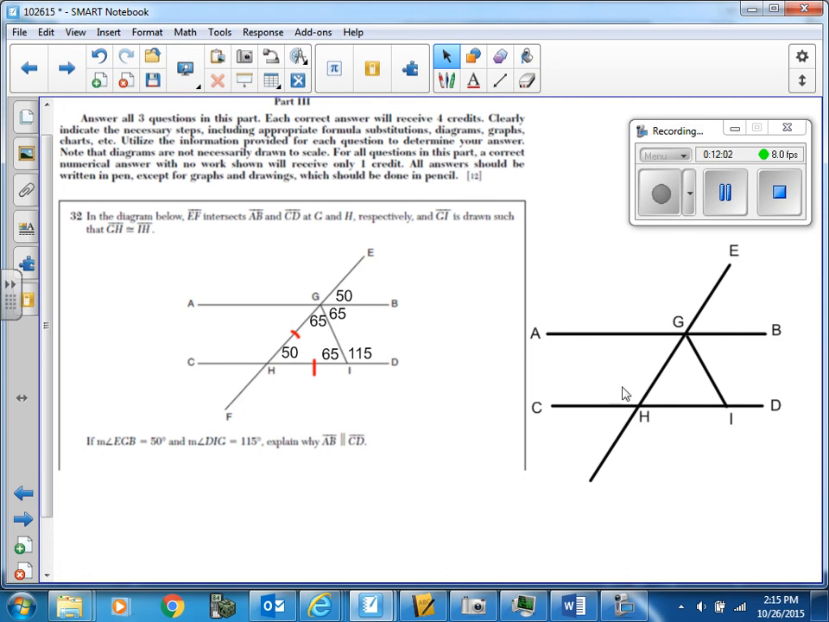Now it's asking to explain why AB is parallel to CD. Well, these angles, GHI and EGB, are corresponding angles. Since they are congruent, that proves that these lines must be parallel. Hopefully after we do the exercise in class, that'll become more apparent to you. So hopefully you watch this and get some understanding. We're going to go over this in class tomorrow also.